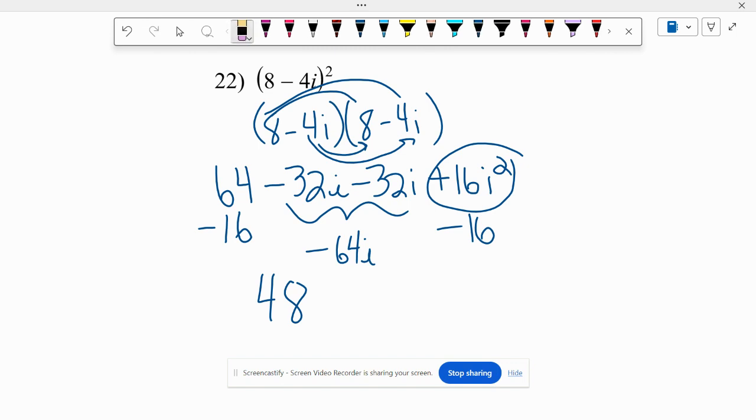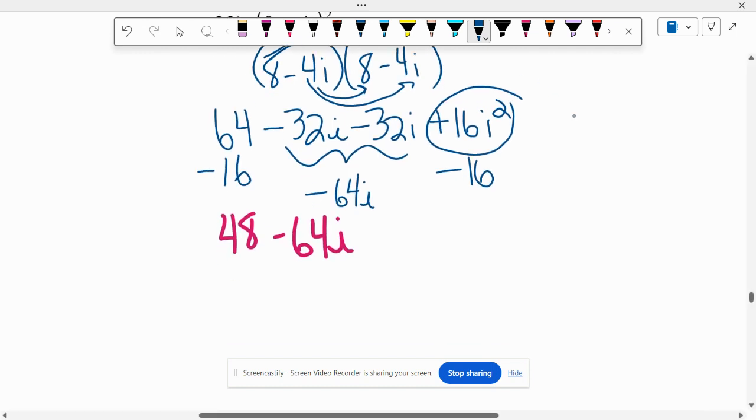Not 48, I think it's 54. What is it? My brain is tired. Someone tell me what it is. Thank you. So I have 48 minus 64i. That's your final answer: 48 minus 64i. I took 64 minus 16, because what is i squared?